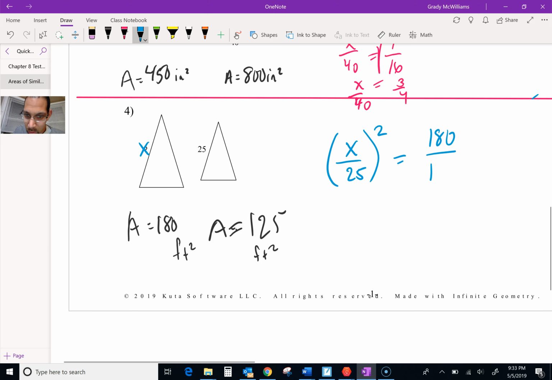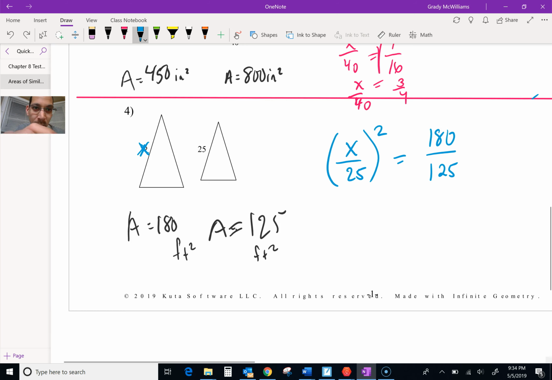First area is 180 over the second one, which is 125. So on all these fractions, I'm doing left over right. It's just because that's the way I read. Whatever order you go, make sure you put the area in the same order. Now right here, I could square root at the very beginning to get rid of this x squared. If I square root this left side, then I've got to square root the right side. Maybe you don't want to do that.